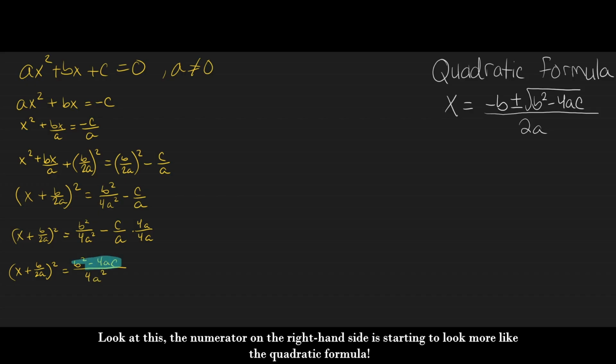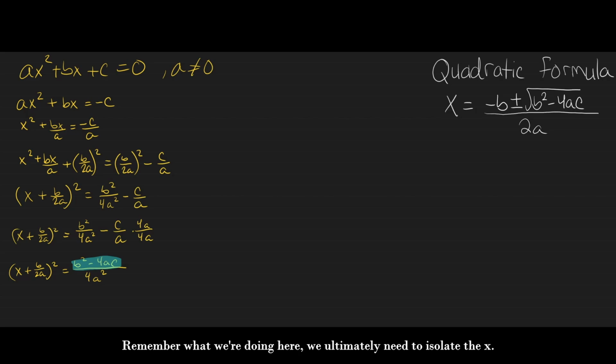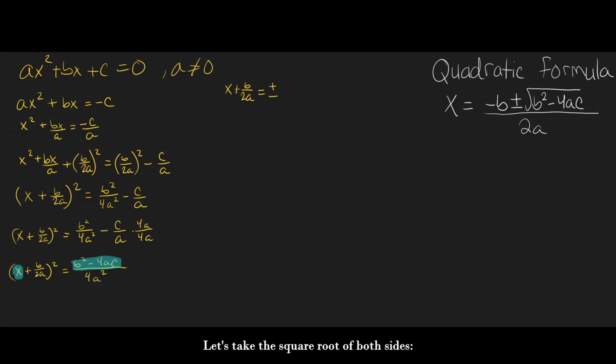Look at this. The numerator on the right-hand side is starting to look more like the quadratic formula. Remember what we are doing here. We ultimately need to isolate the x. Let's take the square root of both sides. x plus b over 2a equals plus or minus the square root of b squared minus 4ac divided by 4a squared.